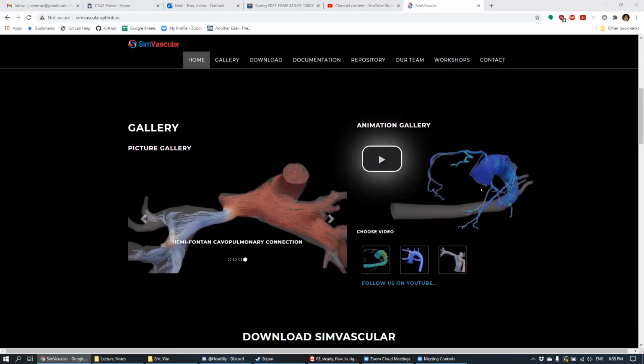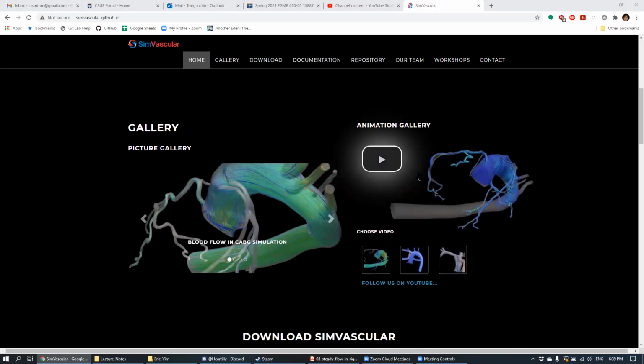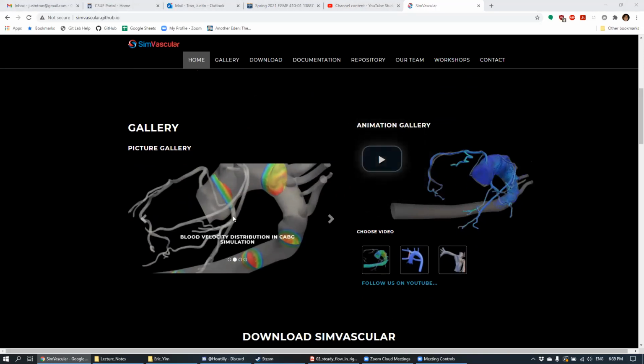Just to give you a preview of what you're going to do, you're going to create a geometry that looks like these in these pictures. Each of you is going to have a set of medical image data that's going to come from a real person. It's a CT scan that was taken of a real person. You're going to take those medical images and construct their 3D geometry, and then you're going to run a CFD simulation on it.